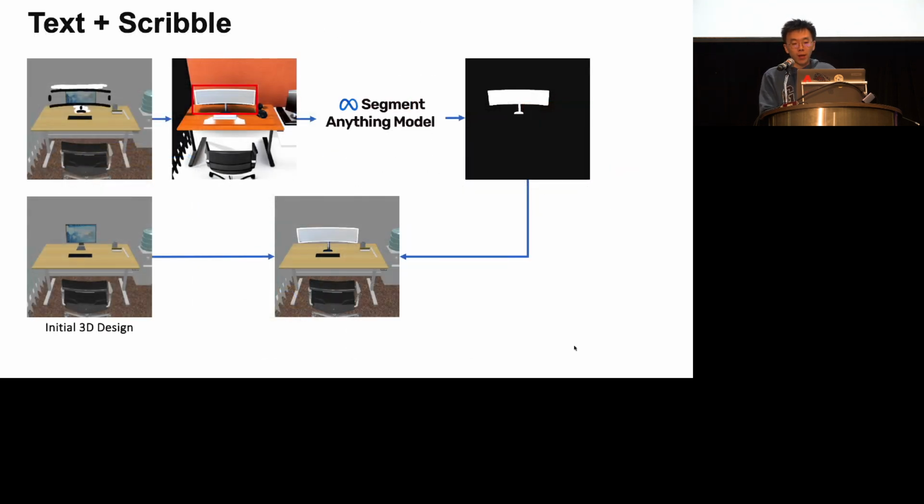Afterward, we then apply the Segment Anything Model to extract the suggested objects from the synthesized images using the mask inferred from the user scribble. This will allow feedback providers to visualize the proposed changes within the context of the initial design.